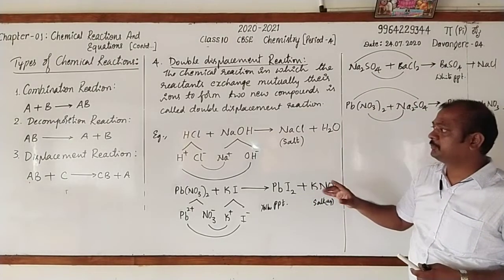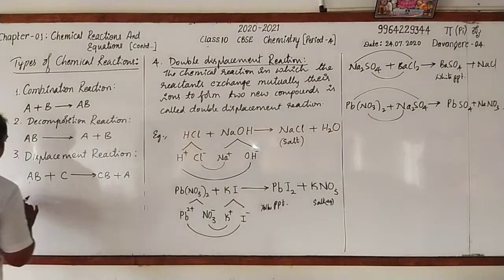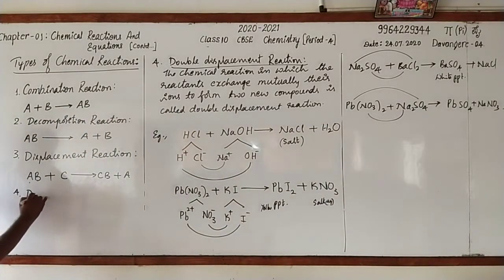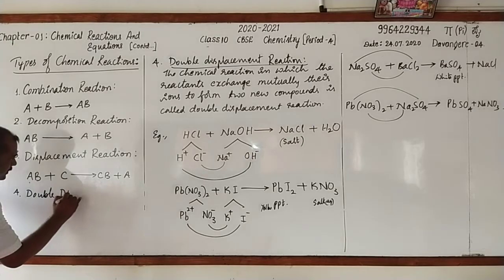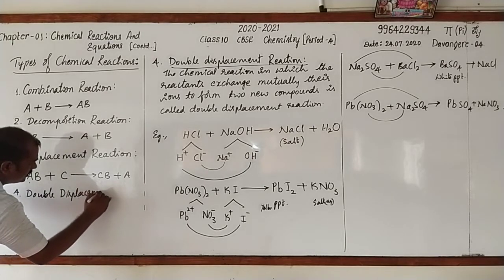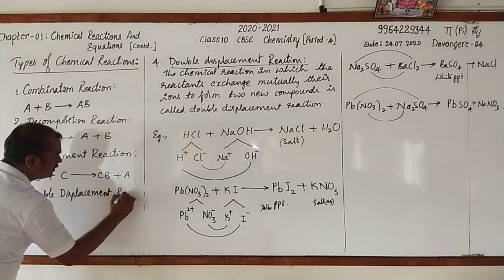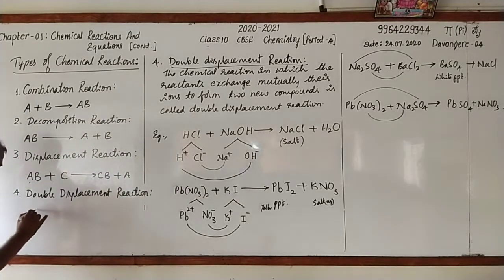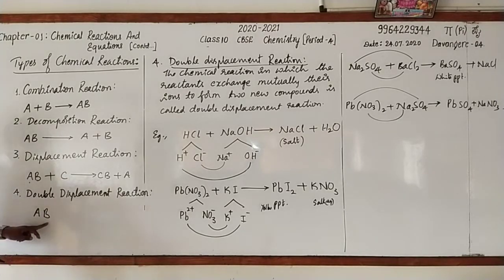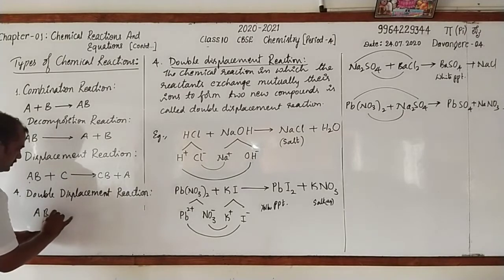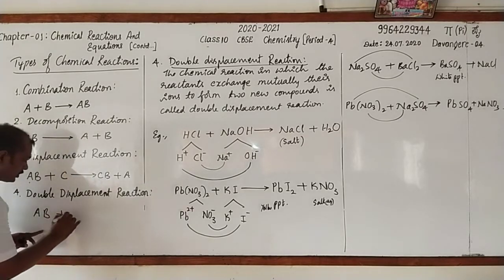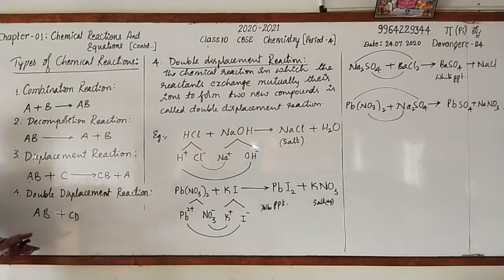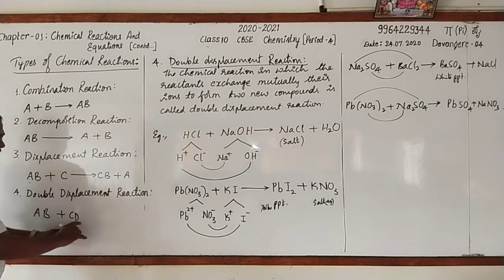And before that, here I'll write the general form. Fourth one, this is double displacement reaction. How do you go for writing? I am going to take a compound AB. What are the ions present? One is A plus and another one is B minus, right? Then one more compound, it is CD. You may take X, Y, P, Q, whatever you want. The ions are C plus and D minus.